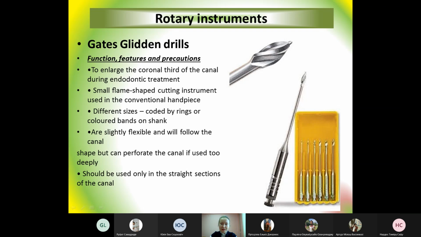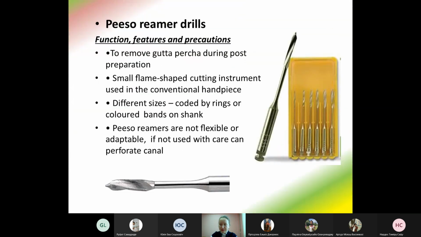So it is slightly flexible and will follow the canal, but it can easily perforate the canal if used too deeply. It should be used only in straight sections of the canal.